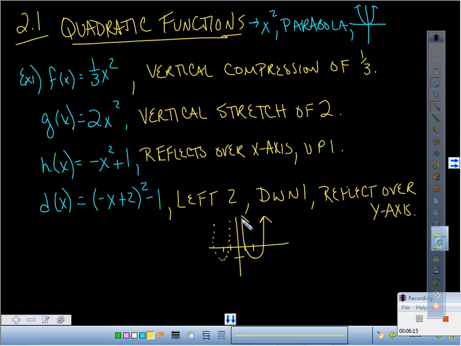So what did kids say about the transformation? It went right 2 and down 1. No it didn't. This plus 2 says it went left 2. And they're like, no, look at it, it went right 2. So know what you're talking about, people. Everybody okay on that? That's stuff we've been doing all year long, so everybody should be okay on that. I don't see any problems with it.